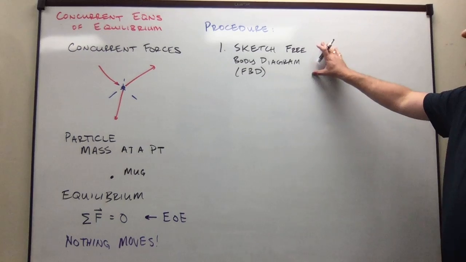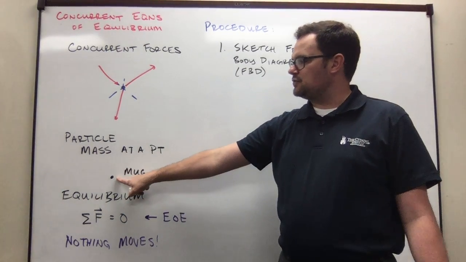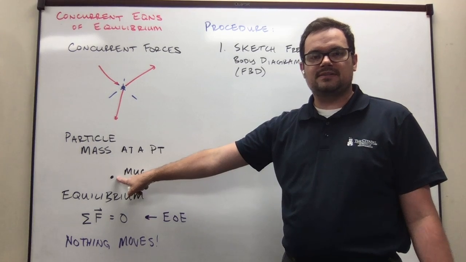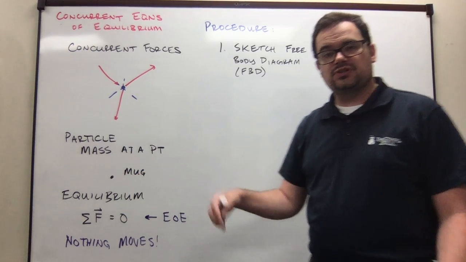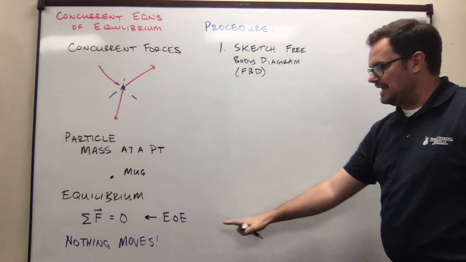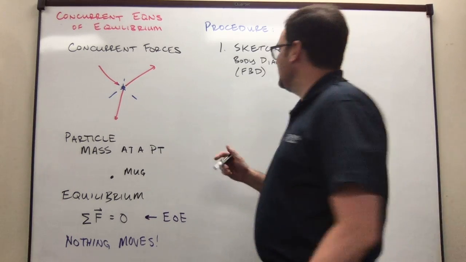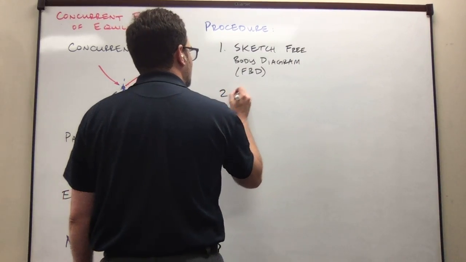But we're going to draw this picture that represents our mental model that has whatever object we've got drawn as a point where we're keeping track of its mass. We're going to draw all the forces on it. And from that, we're going to use that picture to write our equations of equilibrium. So we're going to write out all the forces and set them equal to 0.